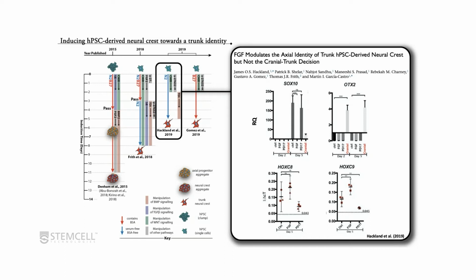So instead, it appears that FGF is capable of modulating the axial identity within the trunk compartment, with low levels of FGF inhibiting HOX expression without inducing OTX2, and high levels inducing HOX expression and high enough levels that is at the expense of SOX10.